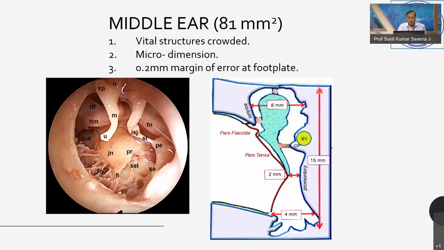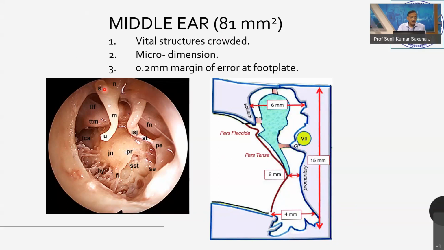Now, from above downward, the middle ear dimension is 15 millimeters. Superiorly, in the epitympanum, 6 millimeters; at the umbo, 2 millimeters; and at the hypotympanum, a 4 millimeter margin. You can see the pictures. This is an endoscopic picture. See how clear this is.